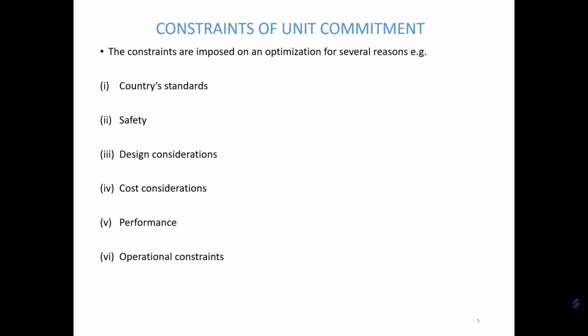Now, what are the constraints of unit commitment? Constraints means what are the limitations while implementing this unit commitment at a practical level. First one, country standards, that is, standards are different for different countries. Then we need to consider the safety point. Then we need to follow the design considerations. Then we need to take care of the cost considerations, then performance and operational constraints. That is, operational constraints may be the minimum and maximum generation limit of each generator.